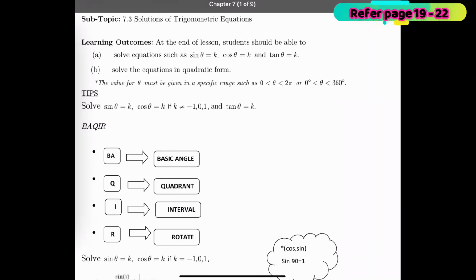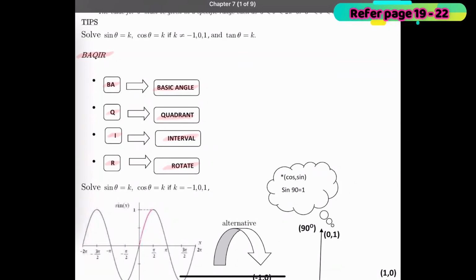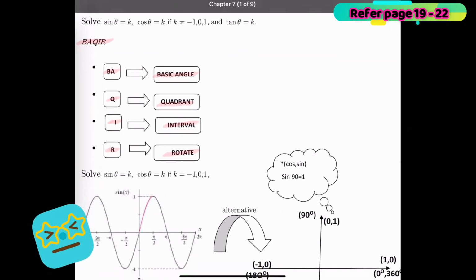Discuss on how to find solutions for trigonometric equations. So we have a step here called BAQIR. BAQIR stands for: BA is basic angle. The second step is to find the quadrant. The third step is to find the interval. The last one is to rotate. Don't worry, we're going to discuss the BAQIR steps in our examples after this.